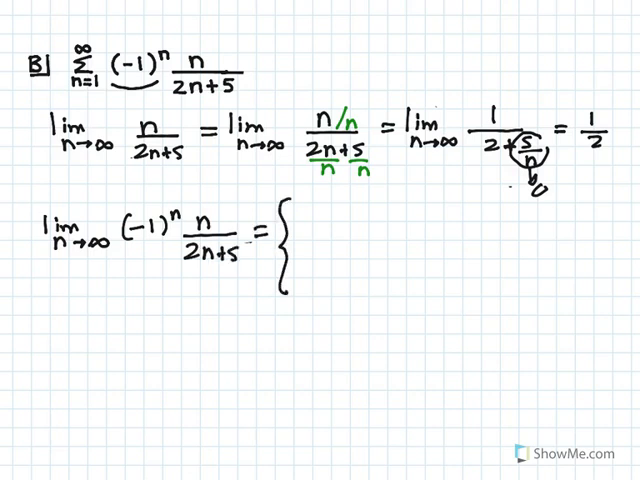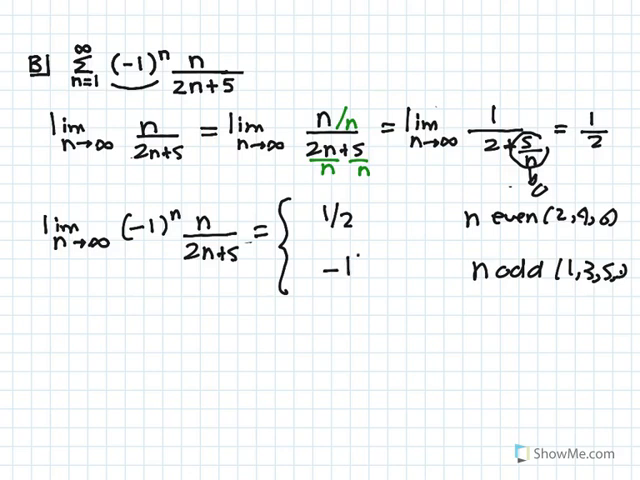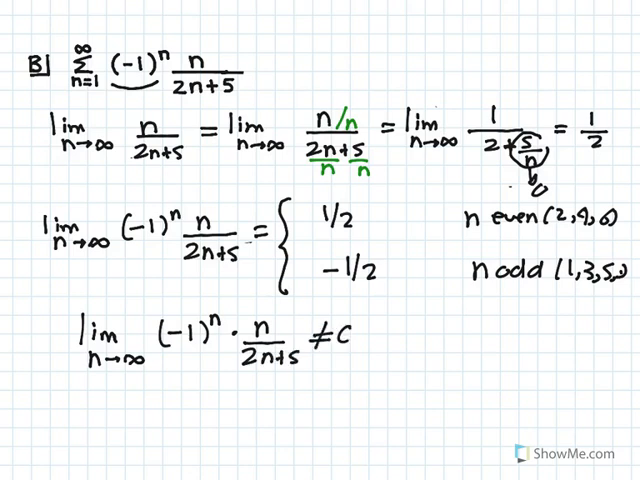Now notice that when n is even, for example 2, 4, or 6, then the limit will be 1/2. But when n is an odd integer, for example 1, 3, 5, and so on, the limit as n goes to infinity will be negative 1/2. In either case, the limit as n approaches infinity of negative 1 to the power of n times n divided by 2n plus 5 does not equal 0.